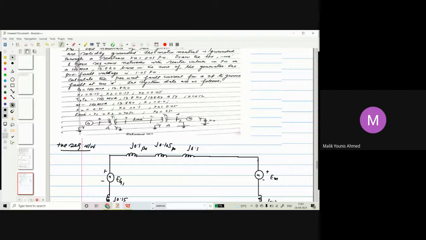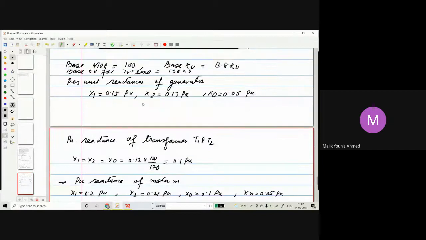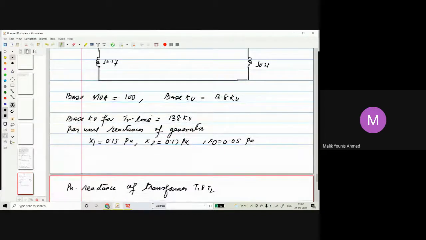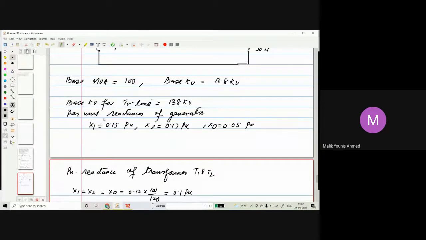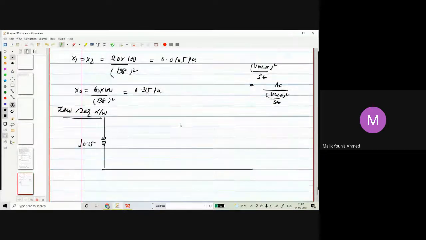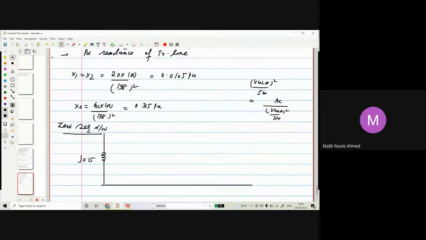Generator 1, positive 0.15, negative, zero sequence... it's on the same base. We have seen here the per unit reactance of generator, because they are on the same base, so the value will be J0.05. Whatever is given in the question, that we have to write. Okay, now moving ahead.